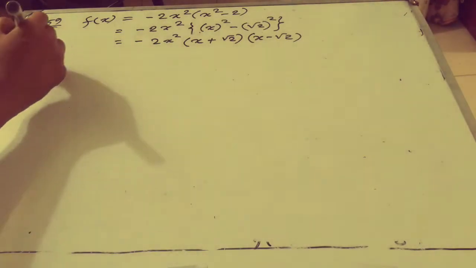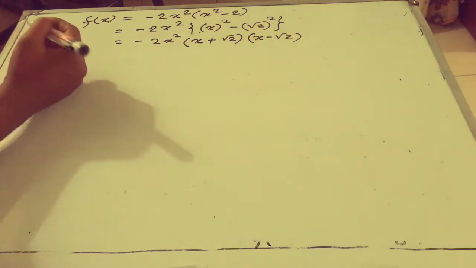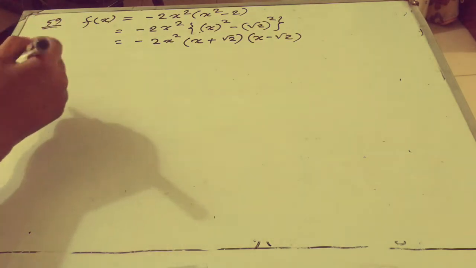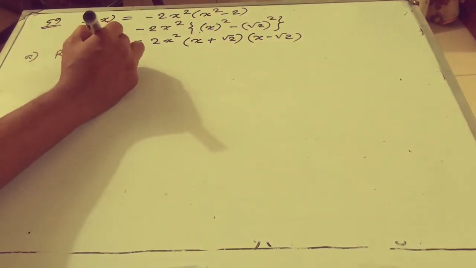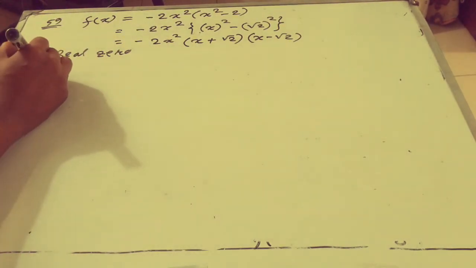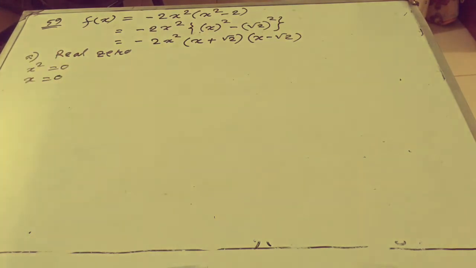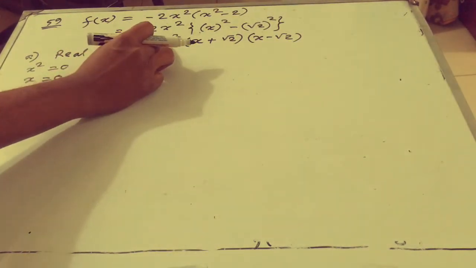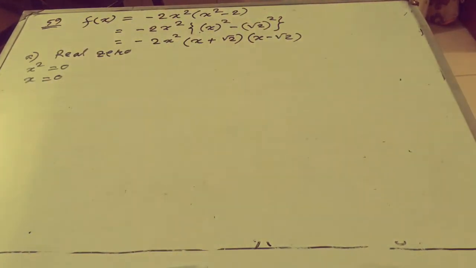Now let's do it. First question: we have to find the real zeros and their multiplicity. So let's find the real zeros. The first real zero will come from here, which is x squared. We write x squared equals 0, then x equals 0. This is an independent term, so it is just one thing. So the first real zero is at x equals 0.